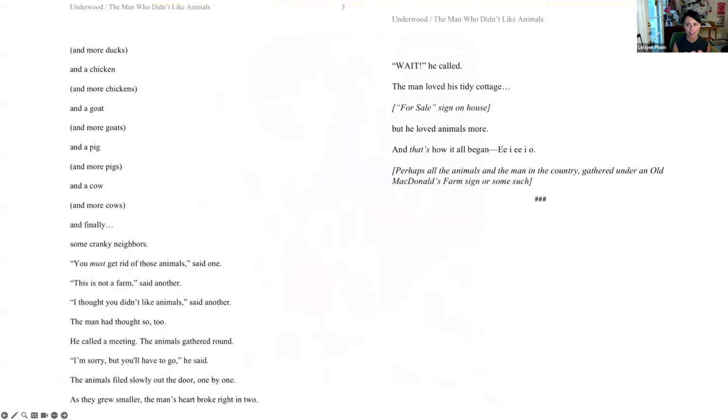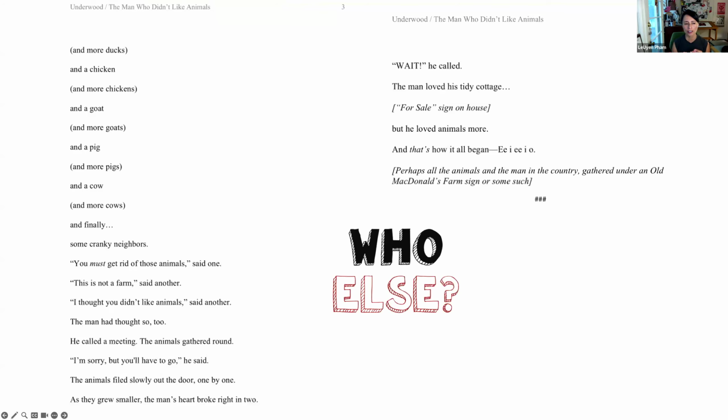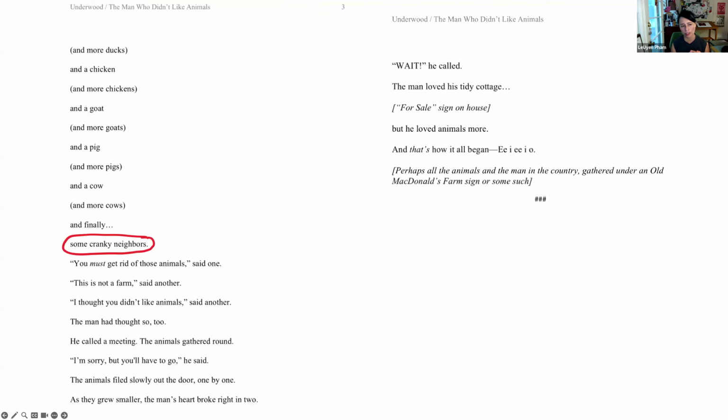Not only that, but there is one more set of characters that we failed to mention. Who else? It's the cranky neighbors. The cranky neighbors are important, and they are mentioned in the end of the second act, which doesn't allow them a lot of space in the story to thrive. It means that they have to appear visually in the story much earlier so that the stakes are set.